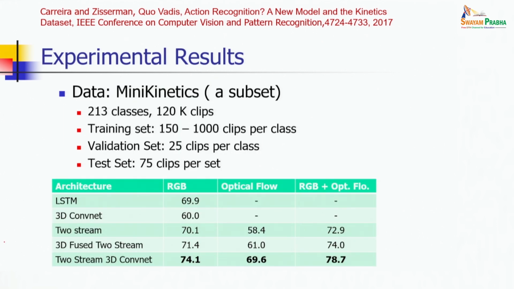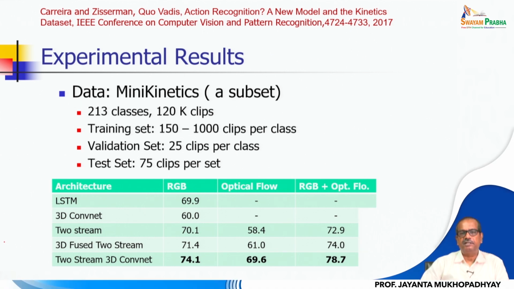They have studied some applications of these video descriptors. Instead of using the whole data set, for prototype piloting of certain experiments, they used a subset of data which they refer to as mini kinetics, with fewer classes and fewer clips to train. Then it has the usual split into training, validation and test set.